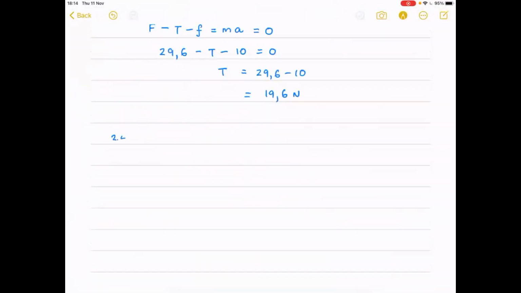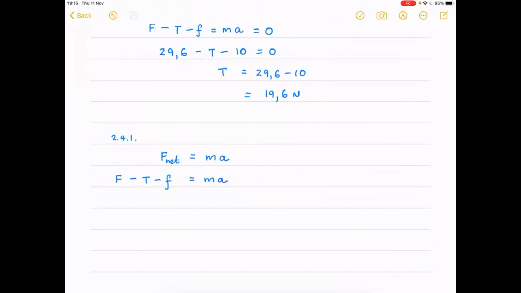So 2.4.1. We start off with our Newton's equation again, that the net force is equal to mass times acceleration. And the forces are still F minus T minus the frictional force is equal to mass times acceleration.